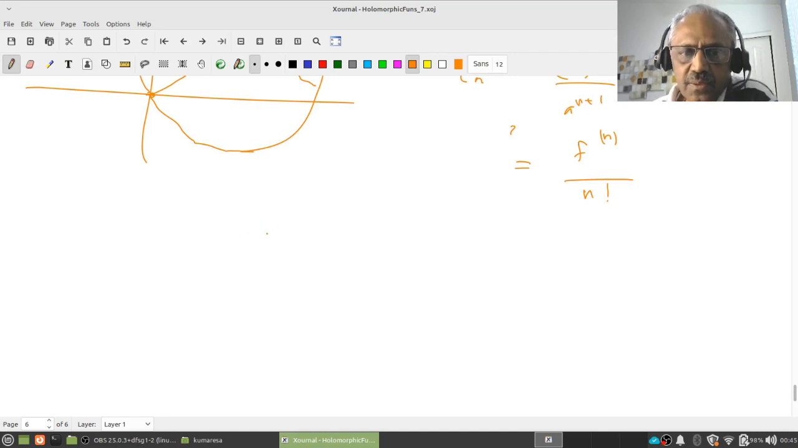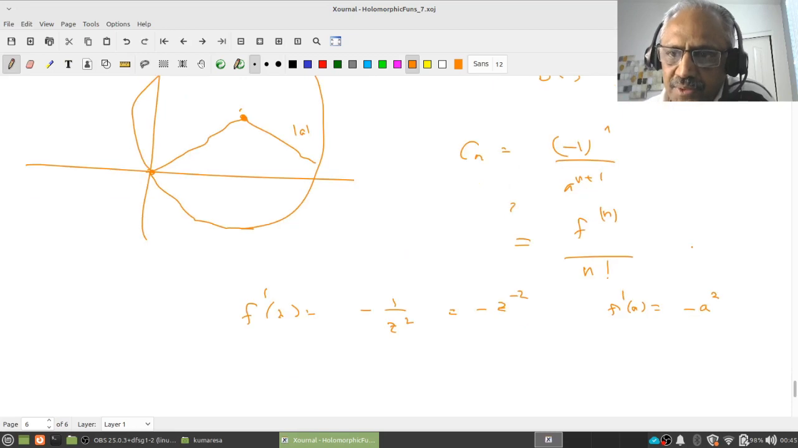Right. So what is f dash of z? F dash of z is minus 1 by z squared, that is minus z to the power minus 2. Therefore f dash of a is minus a to the power minus 2. I hope I am doing everything properly. If I am making some mistake, please make sure you follow that.